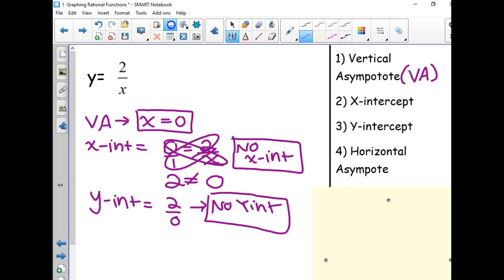The horizontal asymptote, and we can just call that HA. What's the degree of the numerator? 0, very good. And what's the degree of the denominator? 1. So we need to analyze that now. If the degree of the numerator is less than the degree of the denominator, what is it equal to? Look at your notes. Yeah, y is equal to 0. So our horizontal asymptote is y is equal to 0.